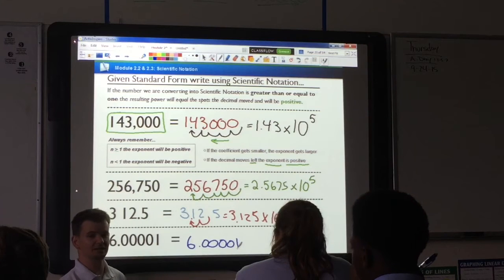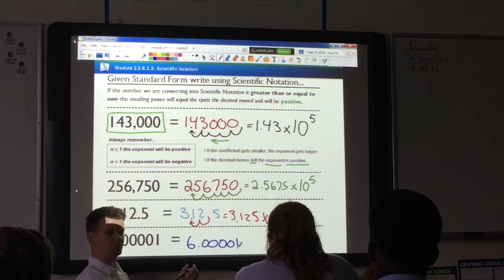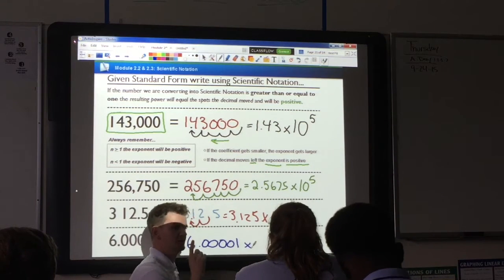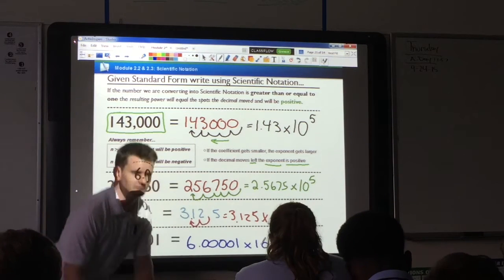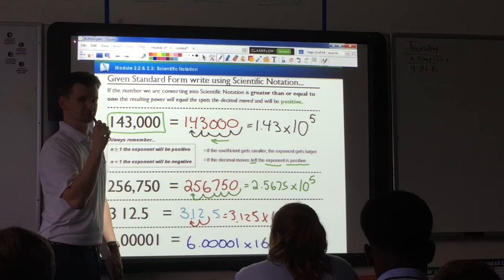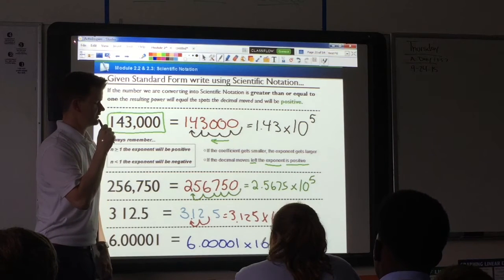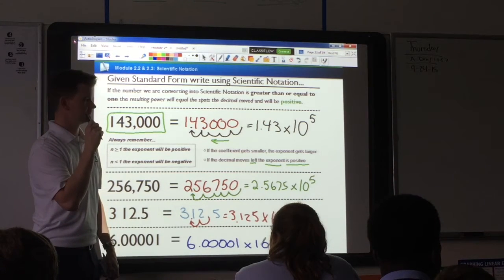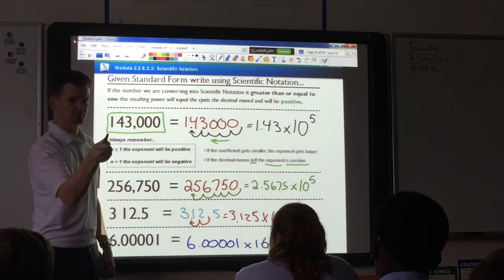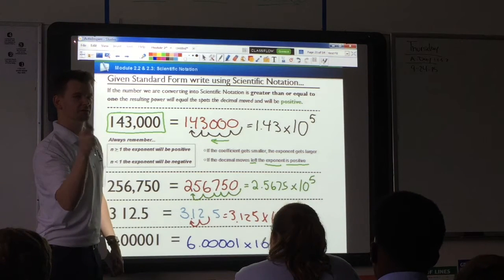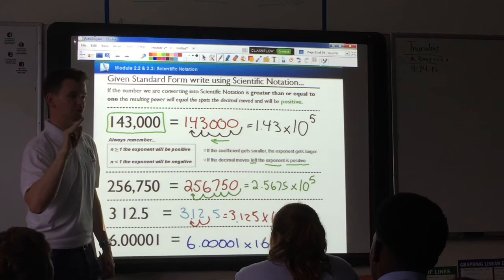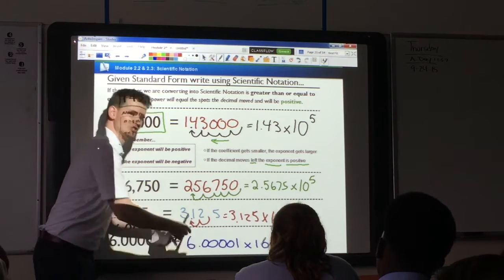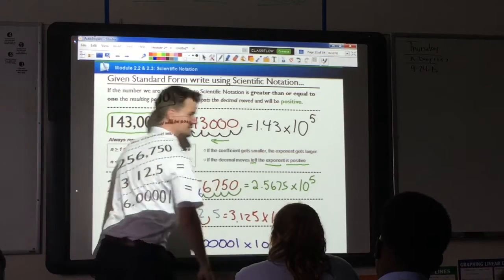But I have to write it in scientific notation. So I'm going to write my multiplication sign. Don't anybody help her out if you already know what I'm going to write. You're going to write your base, and then, Laura, for the $1 million prize, what is your exponent going to be? Zero. Why zero? Because it's going to multiply by one. Because anything to the zero power is one.